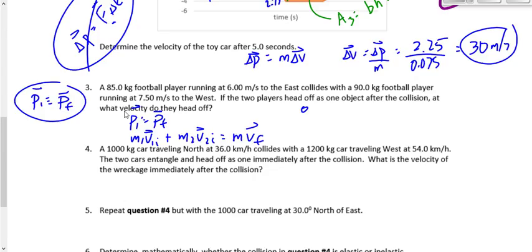M1, we're going to say is 85 kilograms. V1I is 6 meters per second. M2, we're going to make 90 kilograms, and we're going to make him 7.5 meters per second. They head off as one, so the total mass afterwards is going to be 175, and the final velocity is this, right? Is that good? What am I missing? Good, the direction. I'm missing the fact that one of them is east, one of them is west.